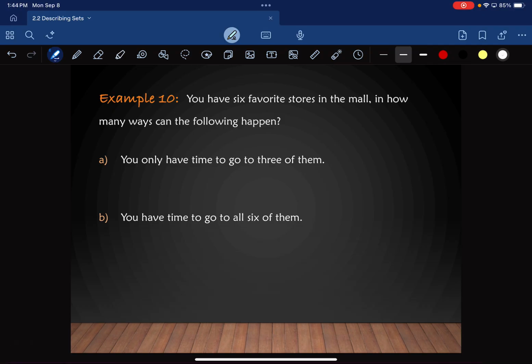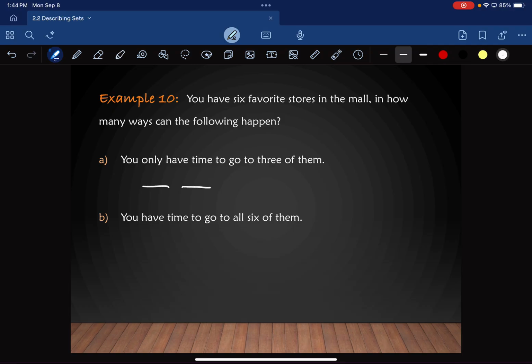Okay, so we're gonna go to the mall because we just talked about clothes. You have 6 favorite stores in the mall. In how many ways can the following happen? Well, the first one says you only have time to go to 3 of them. So once again, we're sort of assuming that we don't care if we backtrack. Practically speaking, you might not do that if you were shopping, but for the sake of what we're looking at here, that's the argument, okay? You're going to 3 stores in any sort of order.